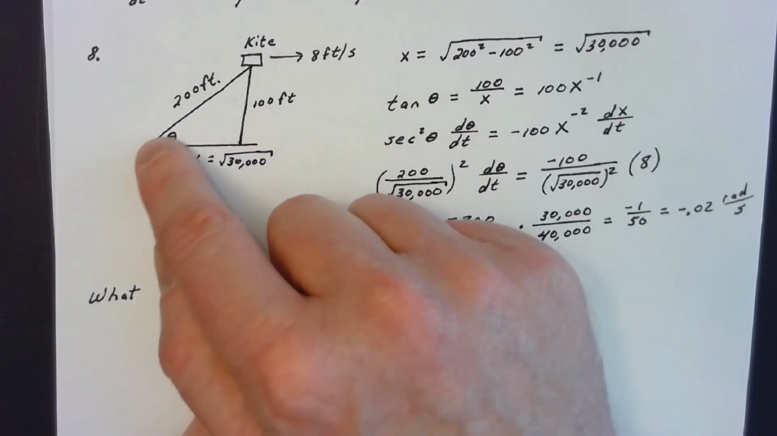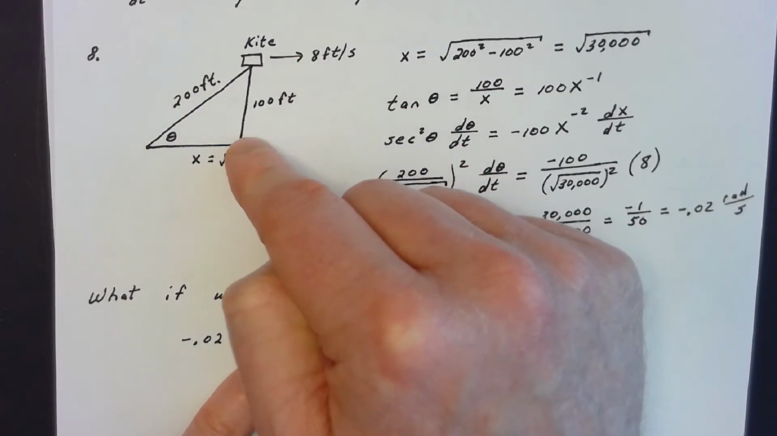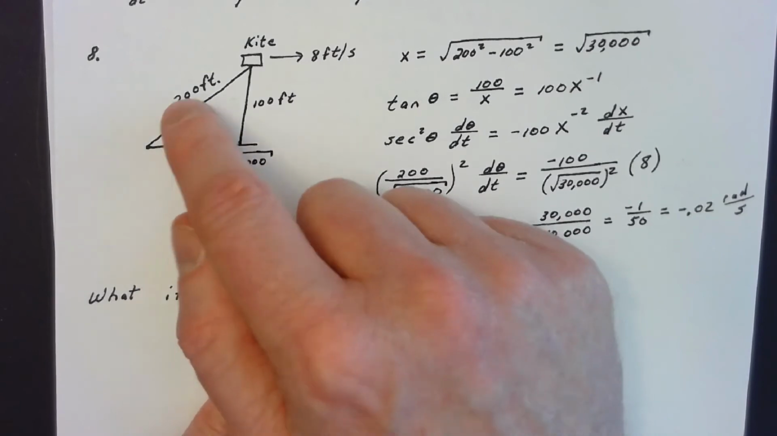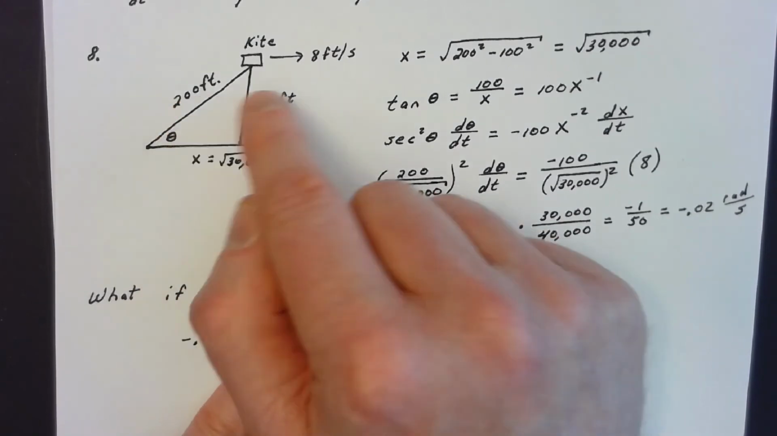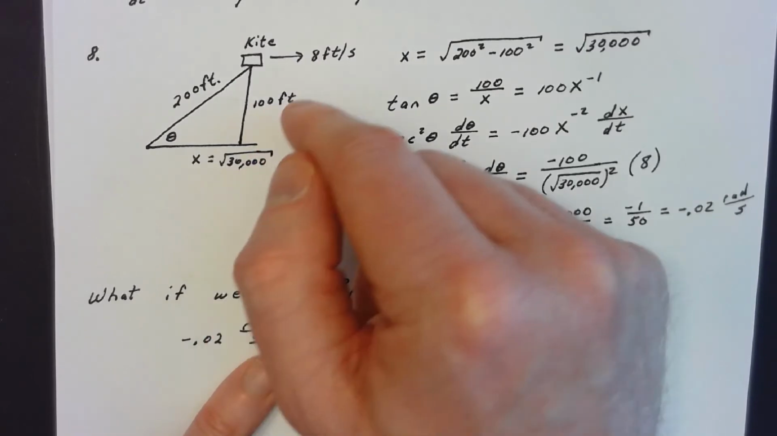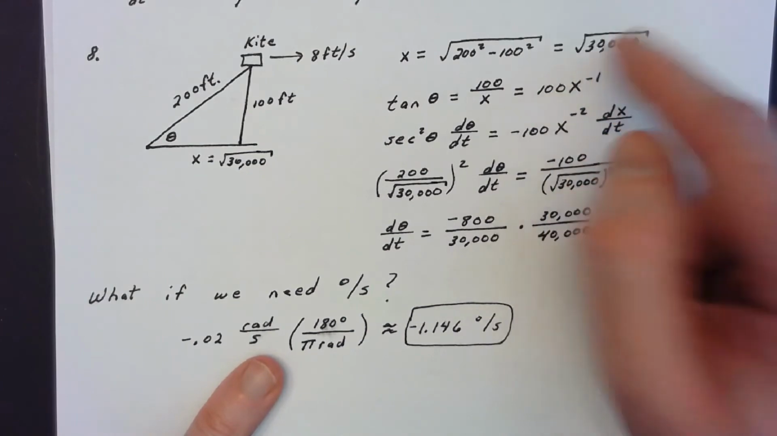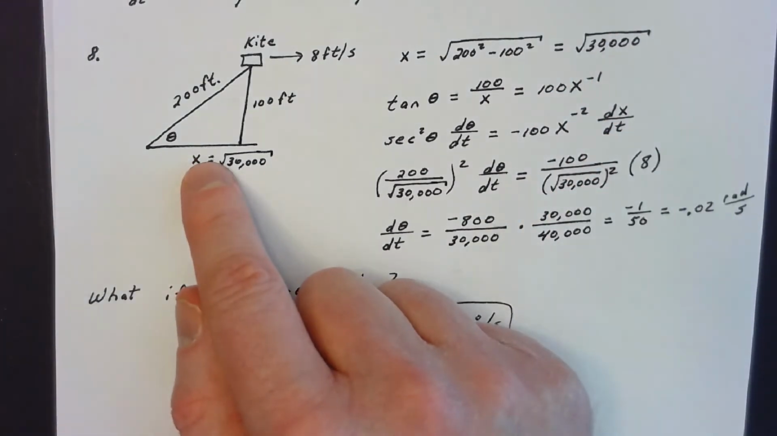We know that at the point of interest, 200 feet of string had been let out, and that the height was 100. So the x component here is just going to be the square root of 200 squared minus 100 squared. 200 squared is 40,000. 100 squared is 10,000. So we get the square root of 30,000 there for a horizontal component.